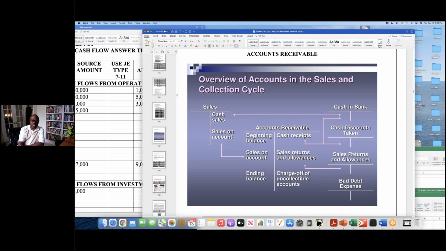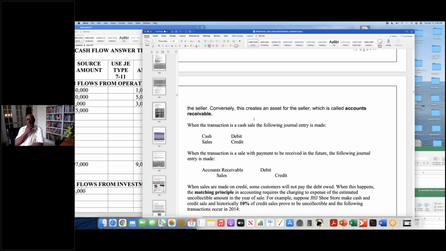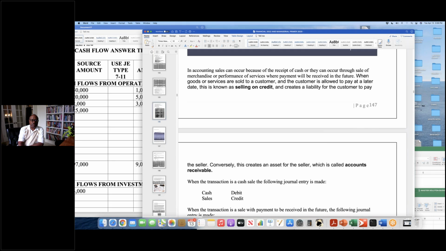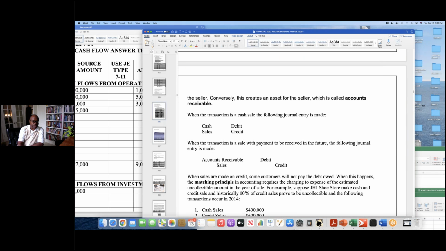Sometimes people are going to return things. So here's that sales return and allowance. And then some people are not going to pay us. We have to put money in bad debt expense. When you sell for cash, you don't have to worry about any bad debts. But when you don't sell for cash, you have a problem. So let's assume that this company has two transactions. Here's a cash sale, here's a sale on account.